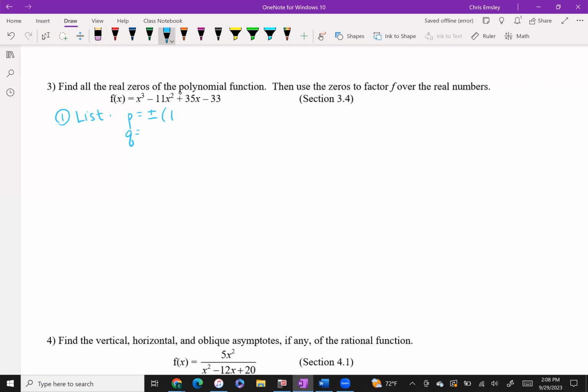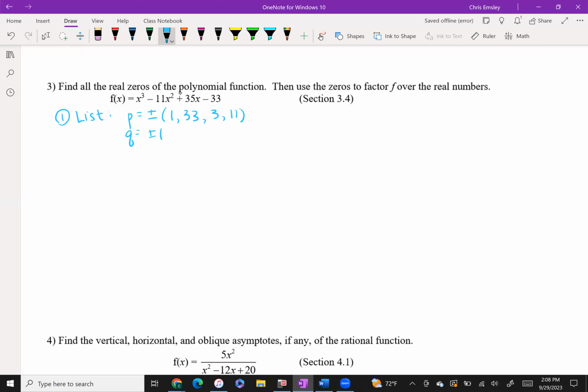So plus or minus 1 times 33, that definitely gives me 33. Also 3 times 11. So those are all my factors of 33. Q will be the factors of your leading term, your leading coefficient. Since ours is just 1, that doesn't change anything.